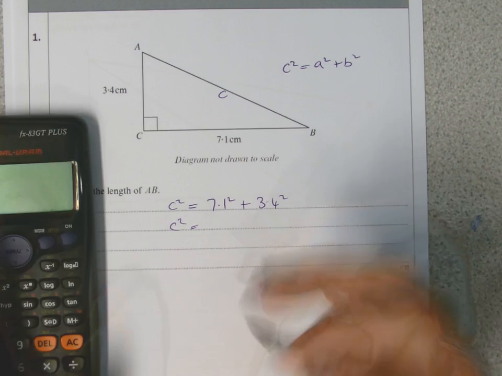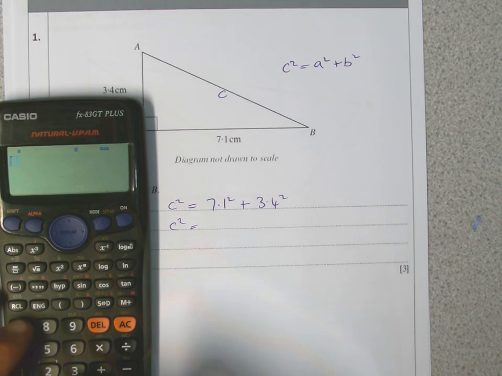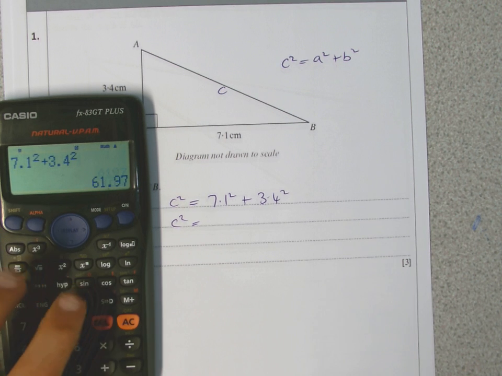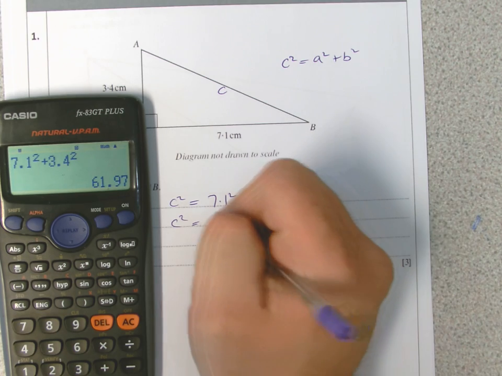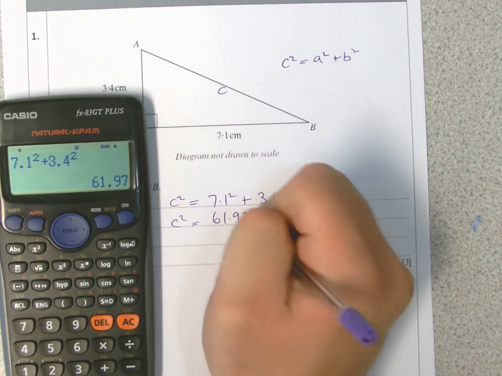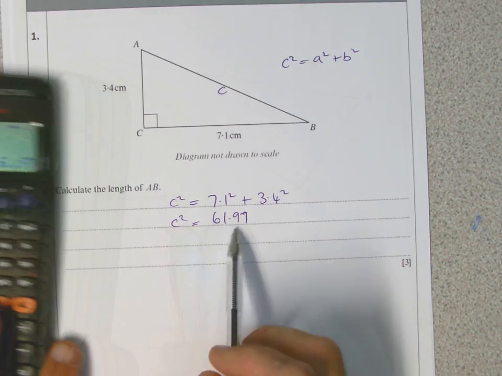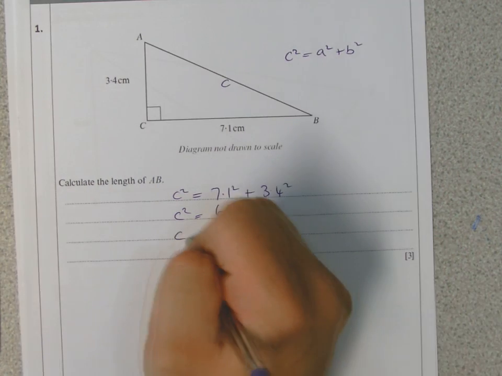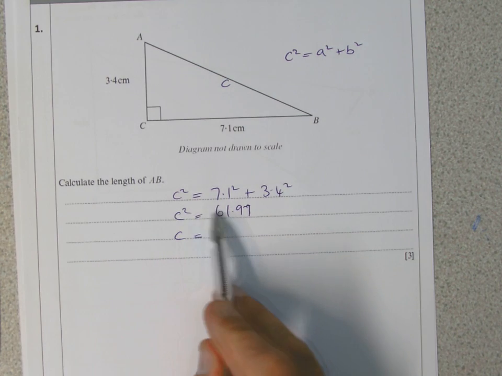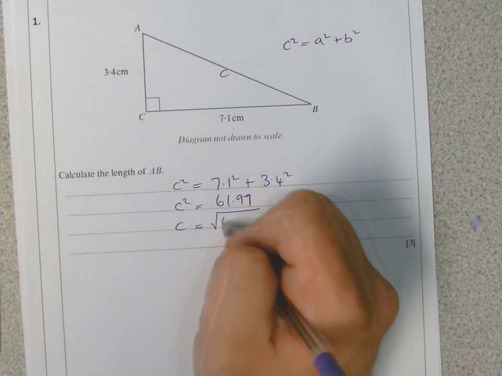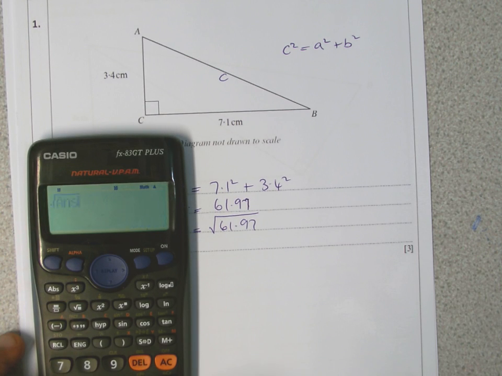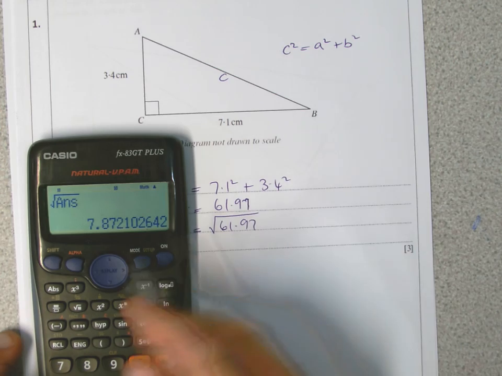So on my calculator, 7.1 squared plus 3.4 squared, press that button there, 61.97. Of course, that's what C squared is equal to, the square of the longest side. To actually work out C, I've got to take the square root. So I square root that answer and I get my answer then, 7.87.